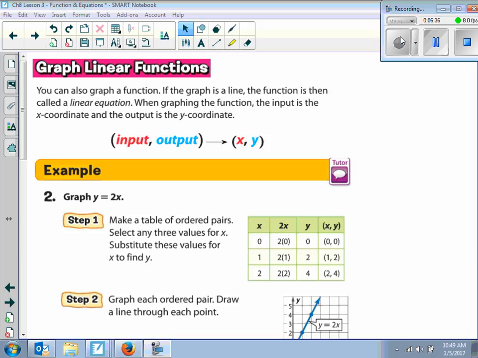Okay, so now we're going to graph linear functions. Now remember, if a graph is a straight line, the function is then called a linear equation or a linear function. Okay? When graphing the function, the input is the x-coordinate and the output is the y-coordinate. We've already talked about that. But I do want you to write down the definition of the linear equation.